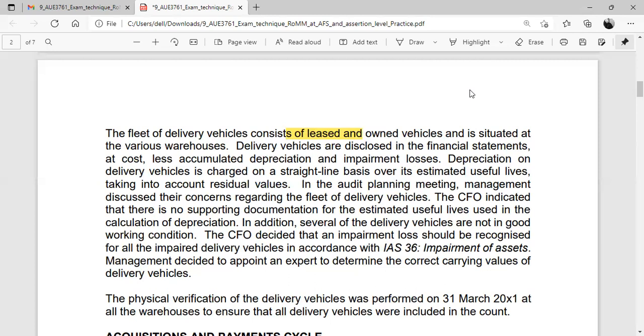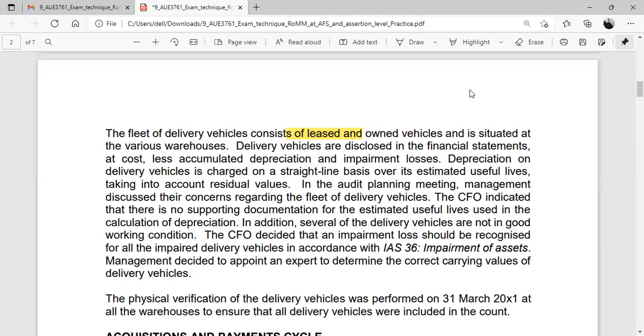In addition, several of the delivery vehicles are not in good working condition. The CFO has indicated that an impairment loss should be recognized for all the impaired delivery vehicles in accordance with IAS 36. Management decided to appoint an expert to determine the correct carrying values of the delivery vehicles. So these people are not even able to establish the correct carrying values of the delivery vehicles, and yet there's an amount that's appearing in their statement of financial position.